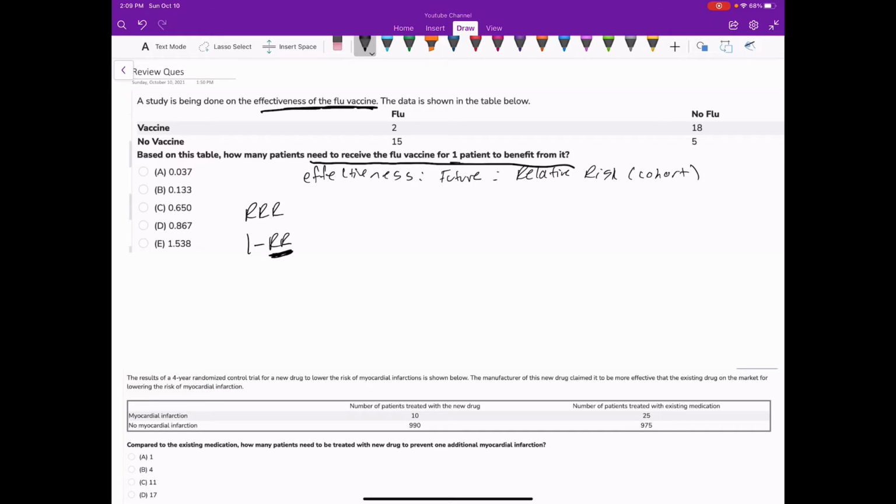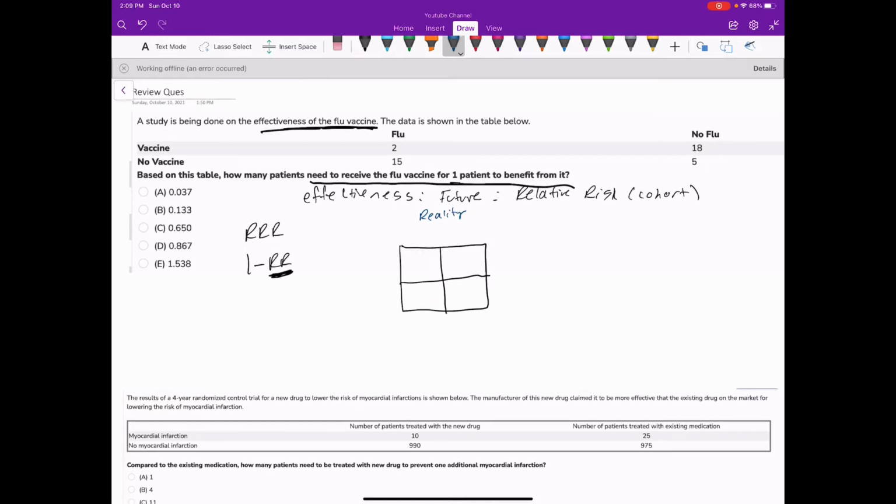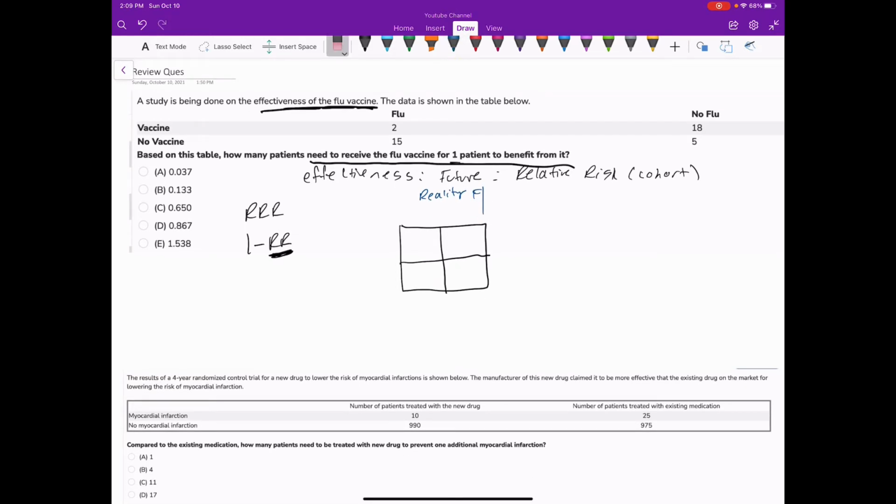So let's do it. What do we do first? Well, I do it like this because I don't want to get stumped if they mess up the box or anything like that. I want my box the way my box goes. So I know reality is always on the top, so I'm doing it how I like it. Reality, well, the reality is if you got the flu or not, right? So you got it or you didn't get it. Okay, and then the test, so what they were looking at is the vaccine. Well, if they got the vaccine or if they didn't get the vaccine, not bad. So the table's like how we like it. So we just plug in our numbers: 2, 15, 18, and 5, right?